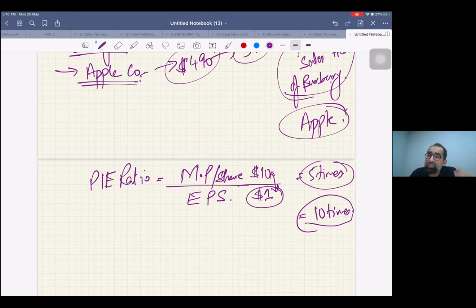So a high P ratio means the price has already increased too much, so that will be a bit more risky stock according to me and according to Warren Buffett. You can read. Okay, right?